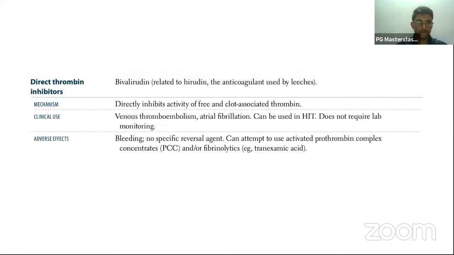The second class of drugs are direct thrombin inhibitors. Example, bivalirudin. They directly inhibit the activity of free and clot-associated thrombin. Clinical uses are similar to heparin: venous thromboembolism, atrial fibrillation. Most important use is heparin-induced thrombocytopenia. It does not require lab monitoring. Adverse effect is bleeding. Unfortunately, there is no reversal agent. If we want reversal, we can use prothrombin complex concentrates or fibrinolytics.